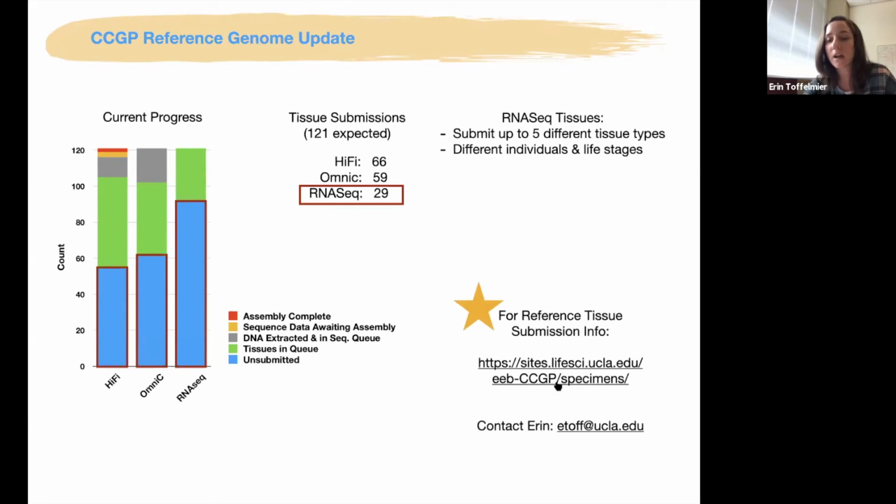And if you need help deciding what kinds of tissues to use or where to send those, feel free to contact me or check out our guidance. We have all the information online right now. Just as a quick reminder, we've said we can do up to 5 different tissues, and different individuals and life stages are great. It's actually better if they're not the individual from your reference genome. A variety of individuals is really useful. We realize that a lot of these CCGP species are threatened and endangered, so it might be difficult to get those additional tissues. If you have the option and think you can get some, great, let us know and submit them.